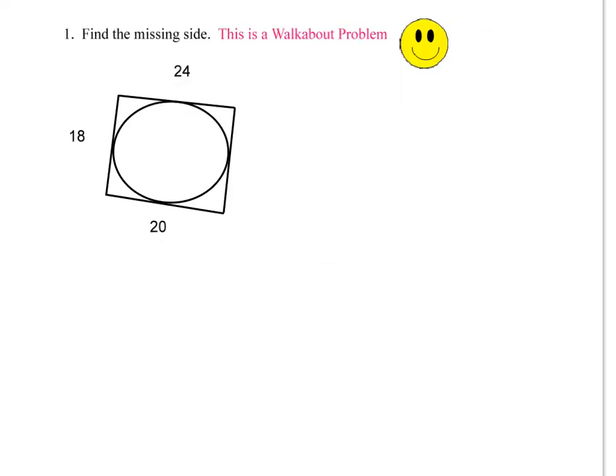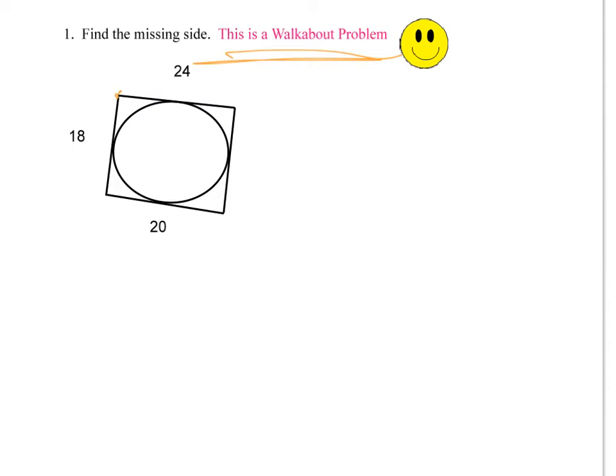So, find the missing side. This is a famous walkabout problem. Smiley face, smiley face. So, I'm just going to look here. I want to find the missing side. That would be this side right here. And now I'm going to do a bunch of labeling. I know from the two tangent theorem that we just talked about, this point right here.